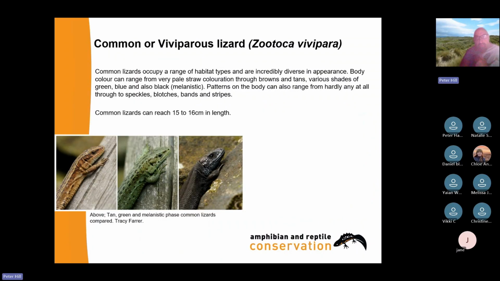Here's our common lizard, Zootoca vivipara. Incredibly varied. So there's a tan animal on the left, green one in the middle, melanistic on the right. I can tell, being a full-blown lizard nerd, just by looking at this much of the animals, that the animal on the left is a female, the other's a male.